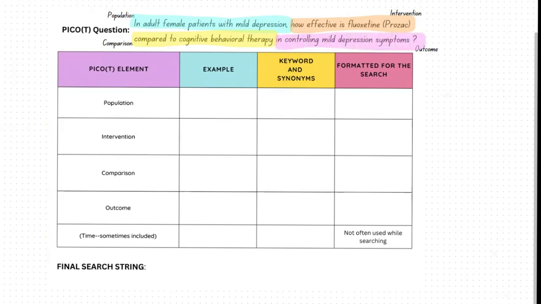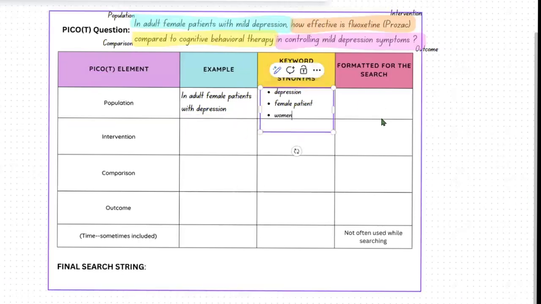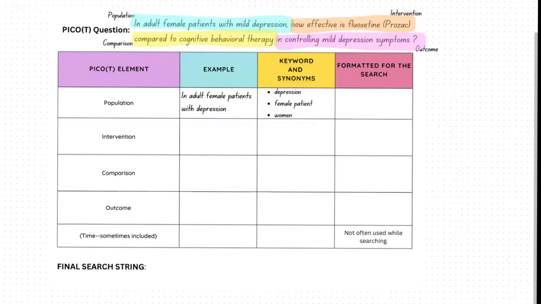We can start with the population. In adult female patients with mild depression. From that, we can pull the important words depression and female patient. We can add a synonym to female patient like women as well to find additional resources that don't use the exact words female patient. From the intervention, how effective is fluoxetine or Prozac, we could use fluoxetine and Prozac.